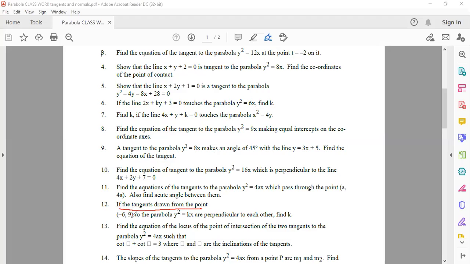If the tangents at a point on the parabola are perpendicular to each other, so already we know m1 into m2 is a by x1, correct? So they are perpendicular, so it's minus 1. A is how much here? K by 4. X1 is how much here? Minus 6. So K is 24. I hope you understood. Yes, sir.